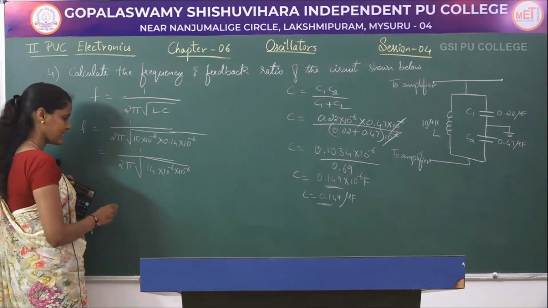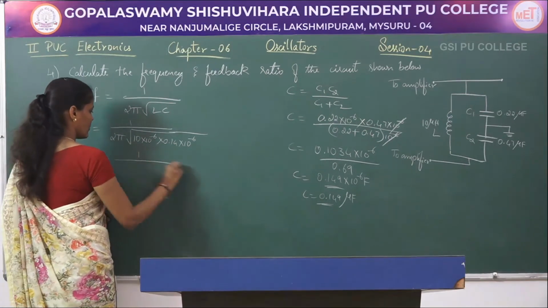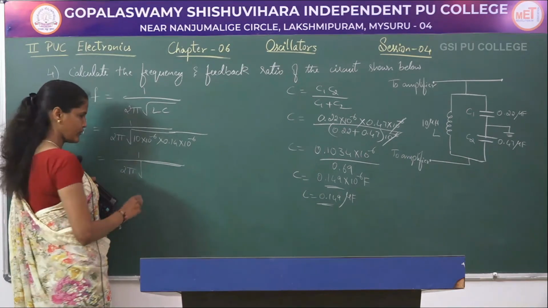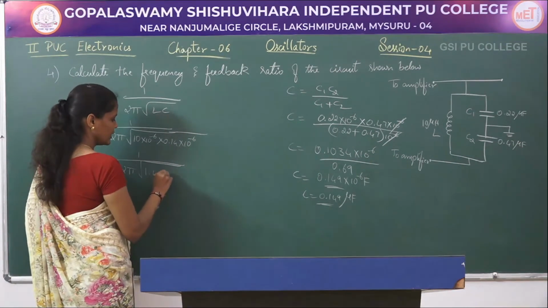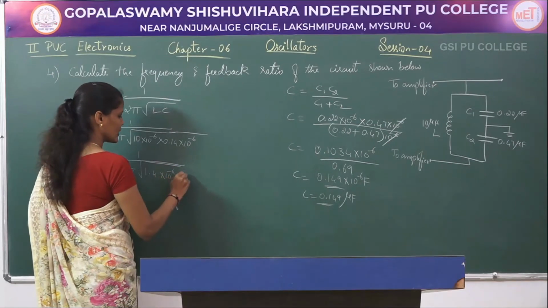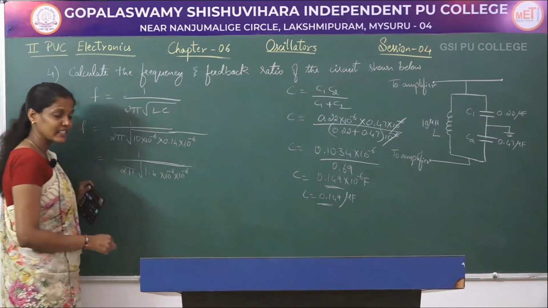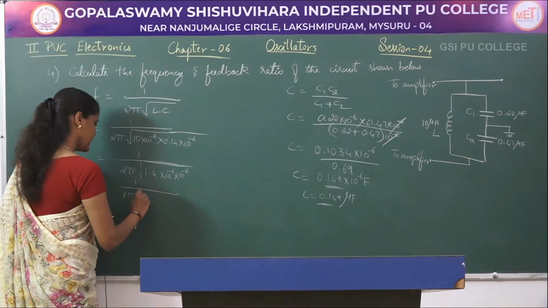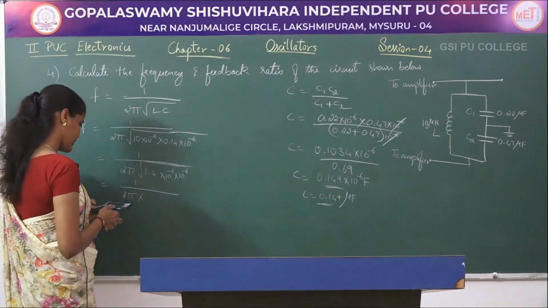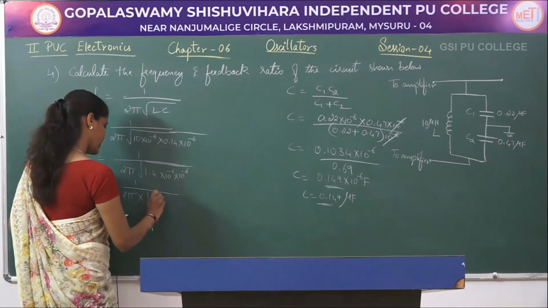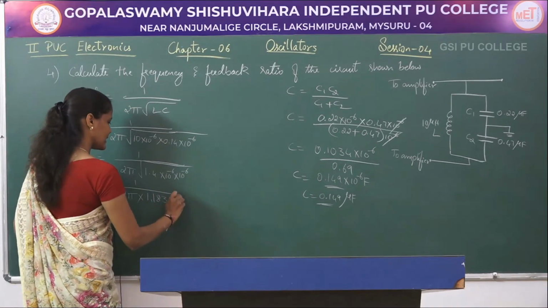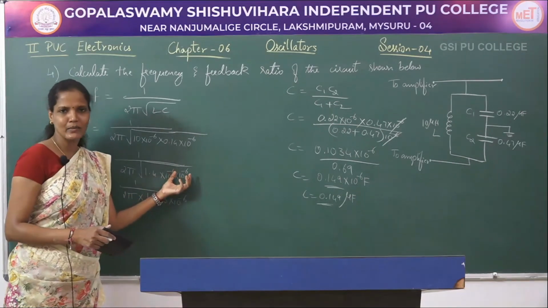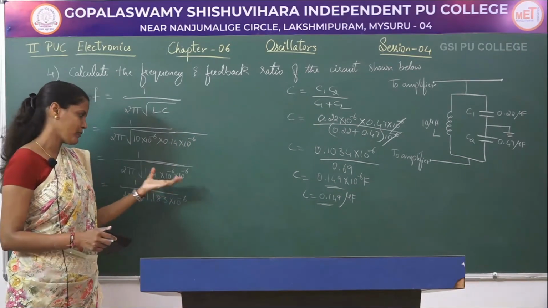I am retaining it as it is. So, this is 1 divided by 2 pi root of 10 into 0.14 gives me 1.4 into 10 to the power of minus 6 into 10 to the power of minus 6. I am retaining that as it is. So, 1 divided by 2 pi into root of 1.4 is equal to 1.183 into 10 to the power of minus 6. So, 10 to the power of minus 6 into 10 to the power of minus 6 is equal to 10 to the power of minus 12.